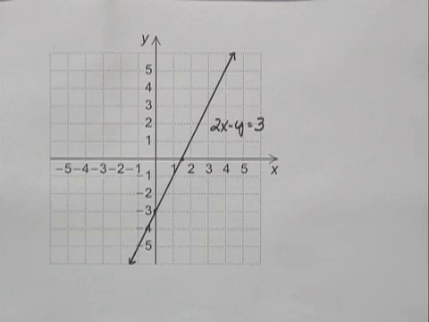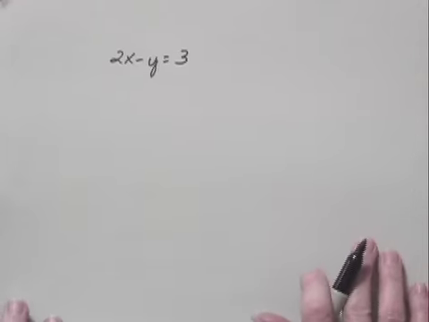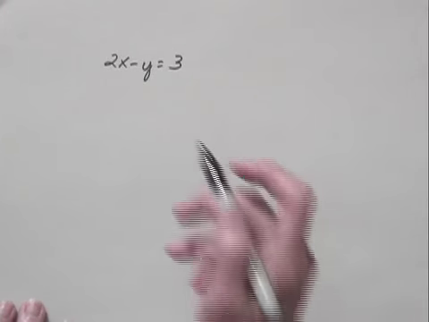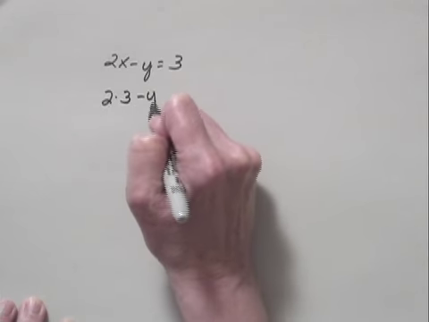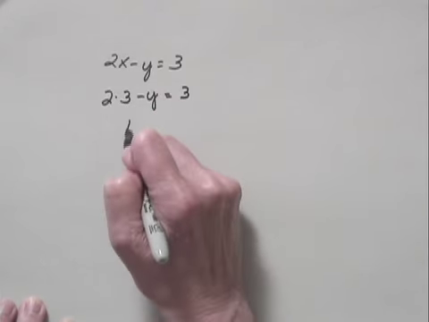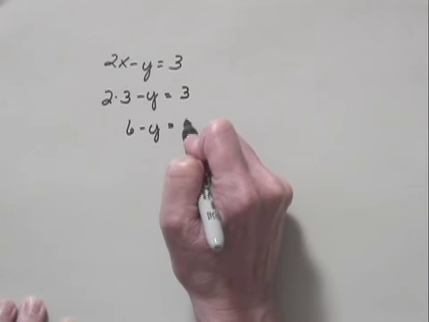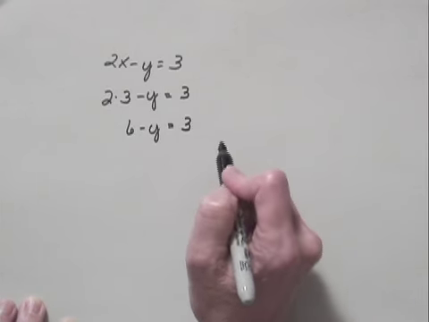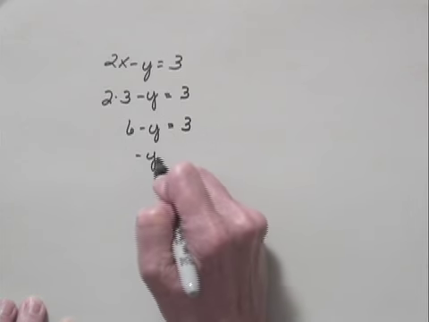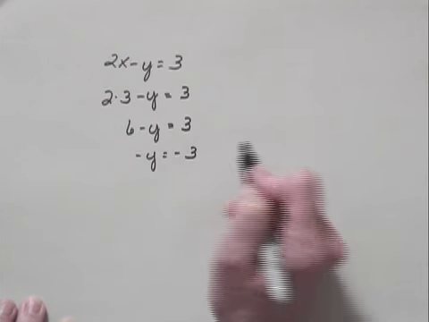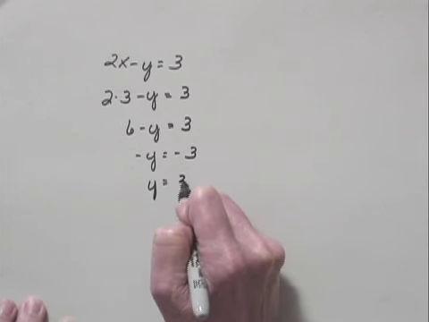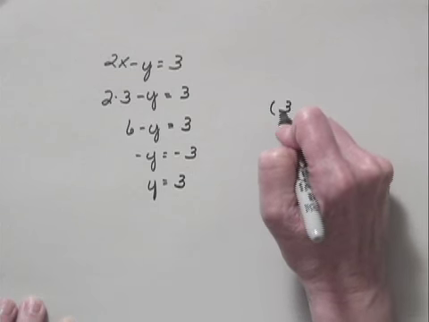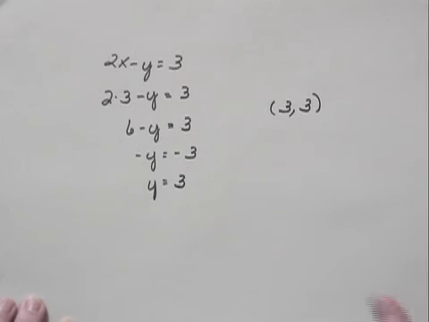And now let's use a third point as a check to see if we've done this correctly. Let's go back to the equation and we'll let x equal 3. So we have 2 times 3 minus y equals 3, or 6 minus y equals 3. I'm going to subtract 6 on both sides, and I get the opposite of y equals -3. And if I multiply both sides by -1, then I get y equals 3, so I have the point (3, 3), which is also on the graph of the equation.